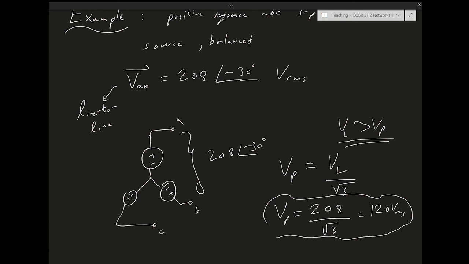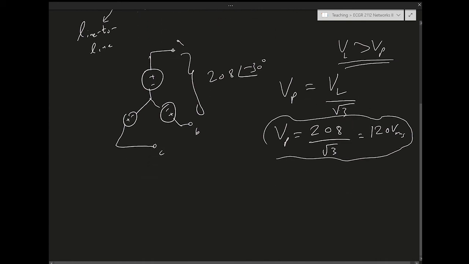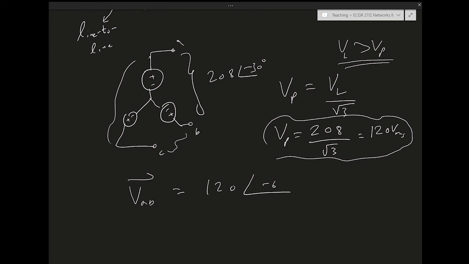So this tells you that if you have a low voltage three-phase system in a residential application, the line-to-line voltage will typically be 208. Okay. What about now the other line-to-line voltages? What about VBC and VCA? Right. So VAB is 120 at minus, sorry, not VAB, VAN. Right, we said VAN.